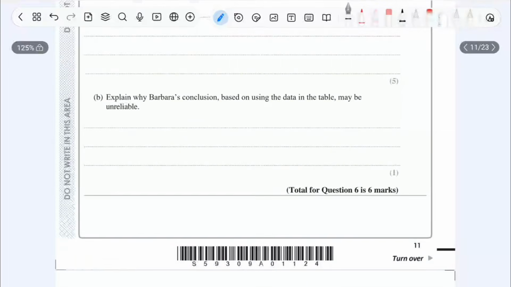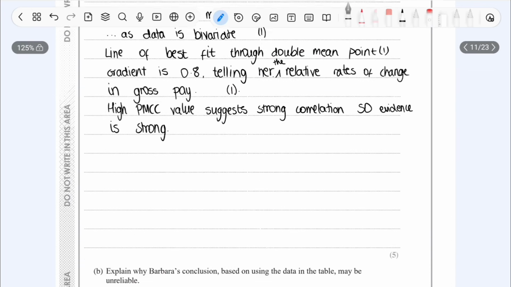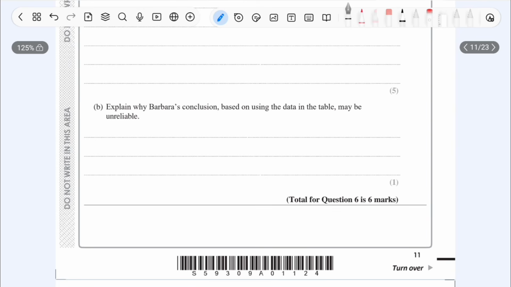Explain why Barbara's conclusion, based on the data in the table, may be unreliable. And this is 1 mark. So I'm coming back to the question, and instantly you can see it's in 2010. Now, we're in 2026 at the time of recording. This is 16 years ago. So one easy thing I can write is that this is old data, or it's out of date.